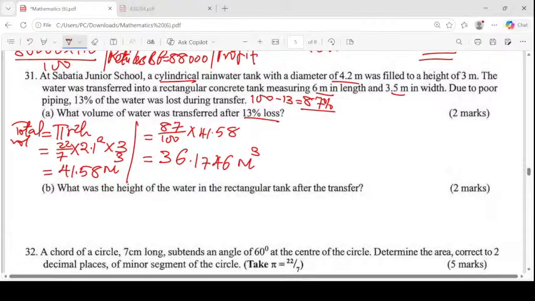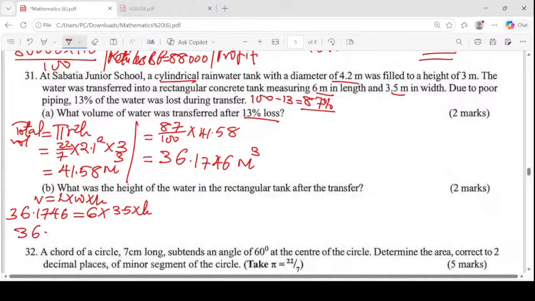Part B. What was the height of the water in the rectangular tank? Remember volume is given by length times width times height. To get the height of the water in the rectangular tank, remember this is the volume that got transferred. So we take 36.1746 equal to the length. The length is 6 meters, so 6 multiplied by the width 3.5 by the height, unknown h.